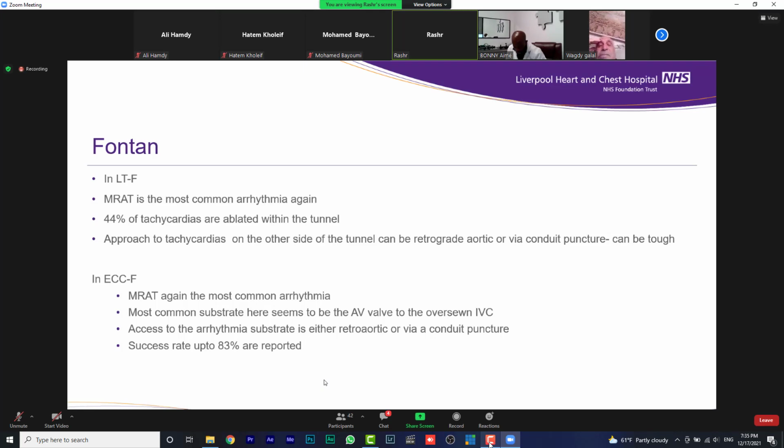And for the extracardiac cohort, similar to the lateral tunnel, you will almost always need to get to the AV valve. I guess in this group you're always going to need to do a conduit puncture or come retro-aortic, because you'll have virtually no access to any electrical tissue within the extracardiac conduit. But success rates are good, and certainly acute success rates, I would agree, are in the 75-80% mark, especially as the technologies have got better.